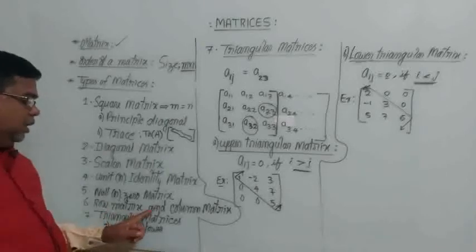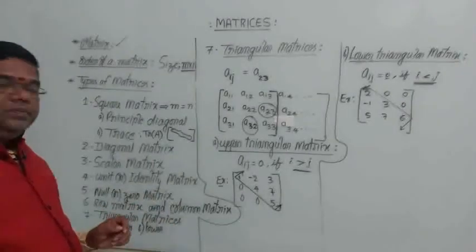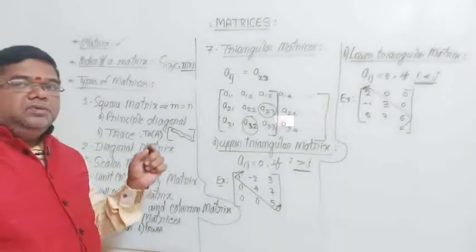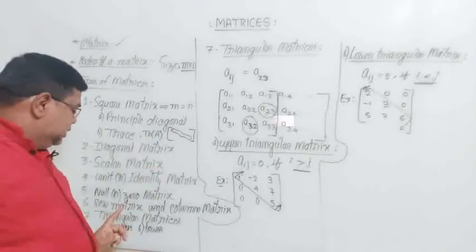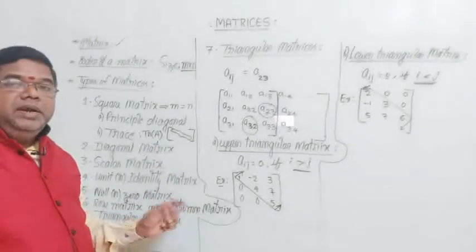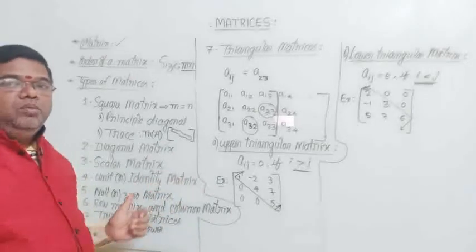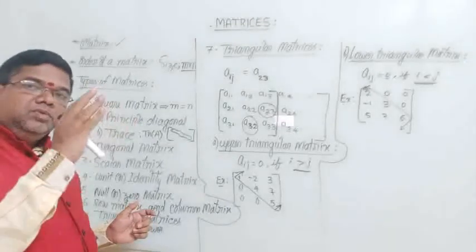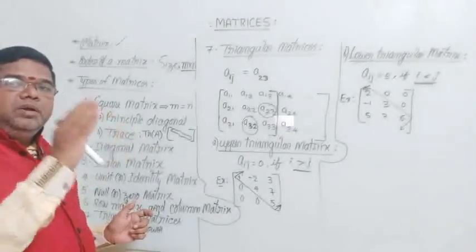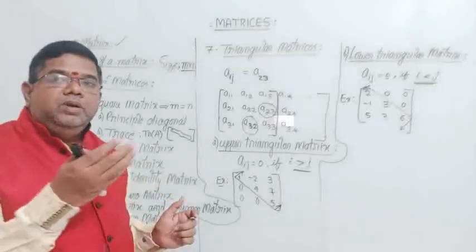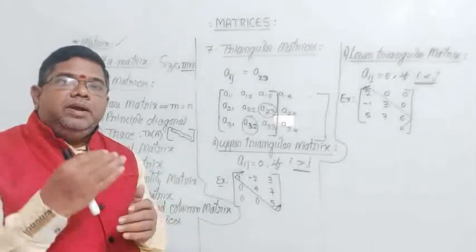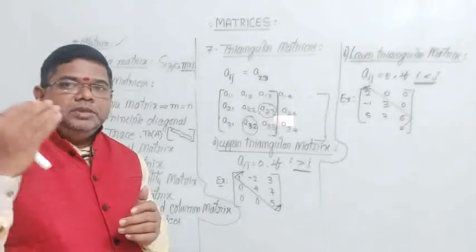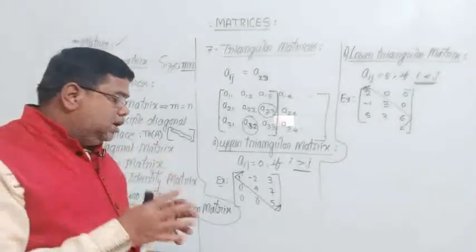Next one is row matrix and column matrix. If a matrix has only a single row, only one row, it is called a row matrix. A column matrix has only one column. In the order m cross n, number of rows by number of columns, if the number of rows m equals 1, it is called a row matrix. If the number of columns n equals 1, it is called a column matrix.